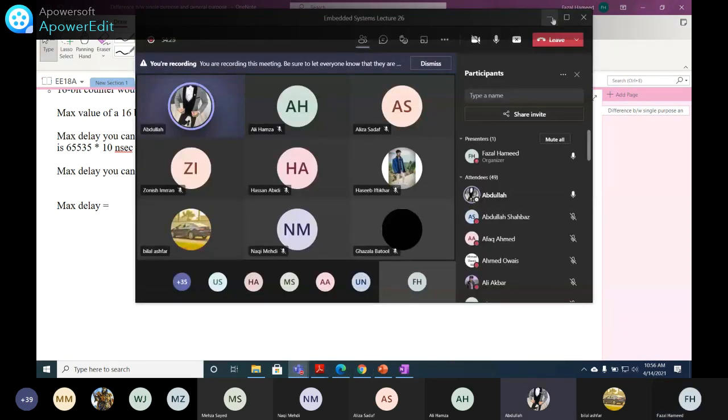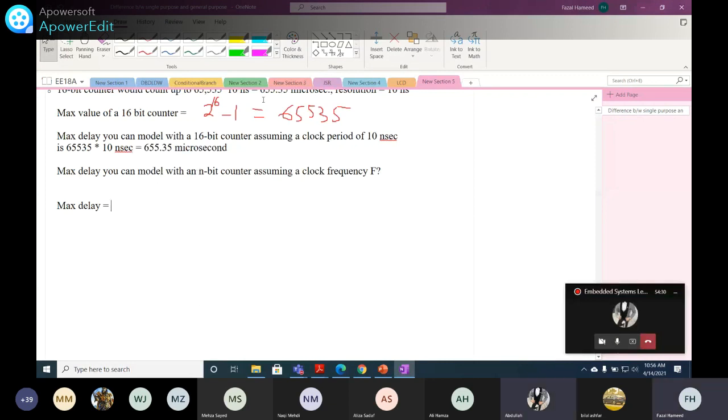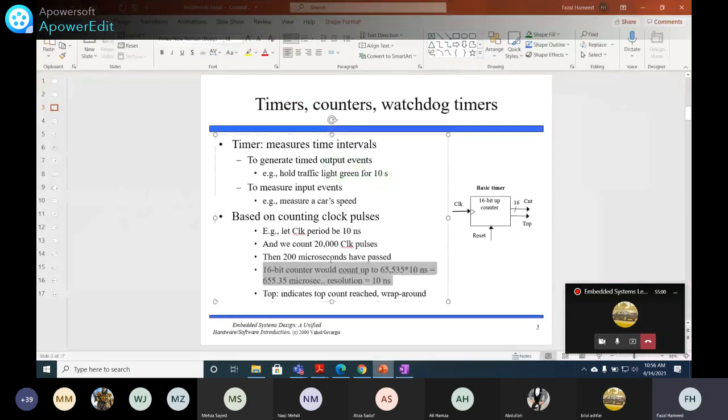With an n-bit counter, and the clock frequency is f, what is the maximum delay? Sir, 2 to the power n minus 1, multiplied by 1 over f. Very good. 2 raised to the power n minus 1 is the maximum count, multiplied by 1 divided by f, where f is the operating frequency. So this is the maximum delay that you can model with an n-bit counter.